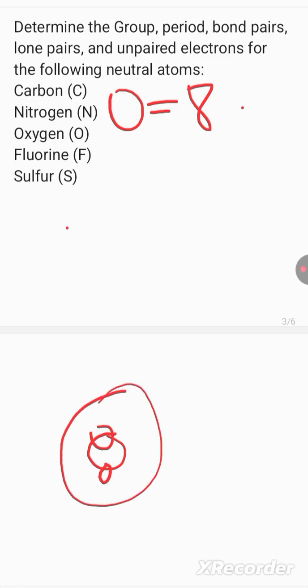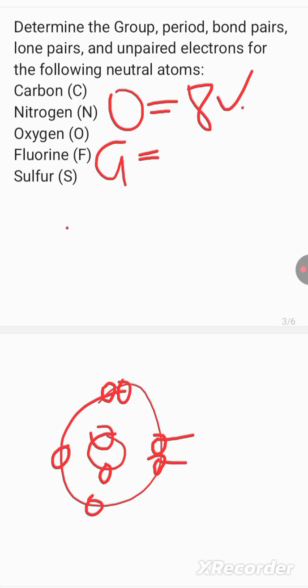The second shell: hydrogen, helium, lithium, beryllium, boron, carbon, nitrogen, oxygen. So we now stop because the electrons have already reached 8. So you now go ahead and fill the group that it belongs to. You count the number of electrons in the outermost shell: 1, 2, 3, 4, 5, 6. So it belongs to group 6.